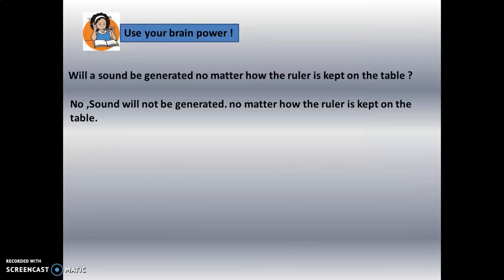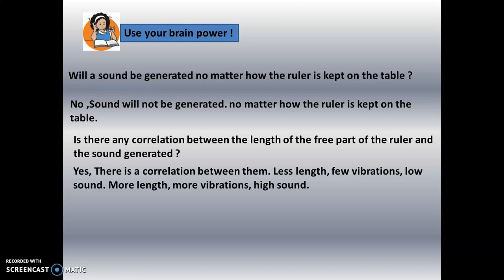Okay. Will a sound be generated no matter how the ruler is kept on the table? No. The sound will not be generated no matter how the ruler is kept on the table. Suppose the entire ruler is on the table, of course the sound will not be generated. Is there any correlation between the length of the free part of the ruler and the sound generated?